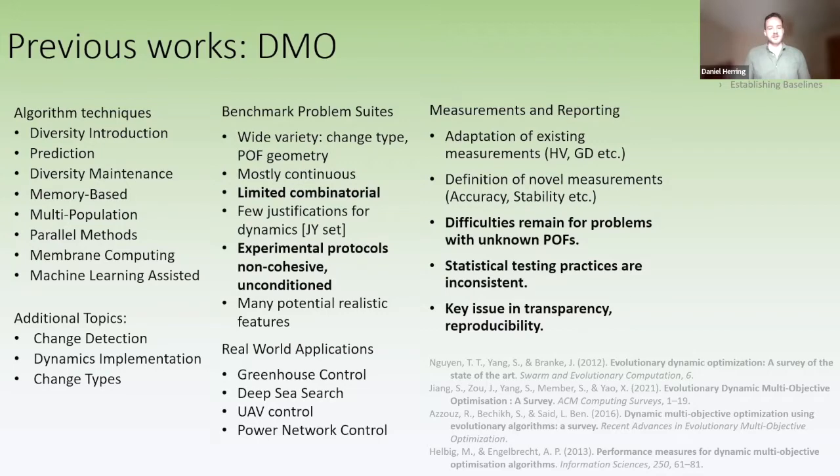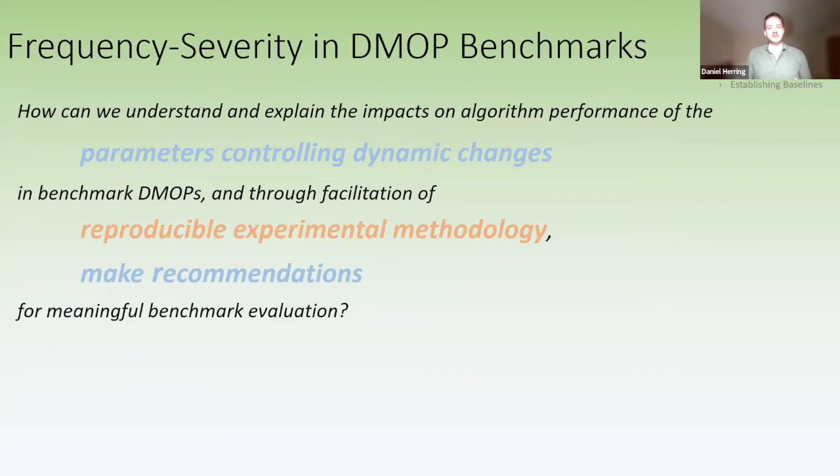Let's look at the frequency and severity of the dynamic changes first. We can pose the research question as such: how can we understand and explain the impact on algorithm performance of the parameters controlling dynamic changes, these being the frequency and severity, in benchmark dynamic multi-objective problems, and through facilitation of a reproducible experimental methodology, where the results can be replicated and easily compared in future investigations, make recommendations, both generally for experimental design and specifically based on the observed impacts of the frequency and severity on the different problems.